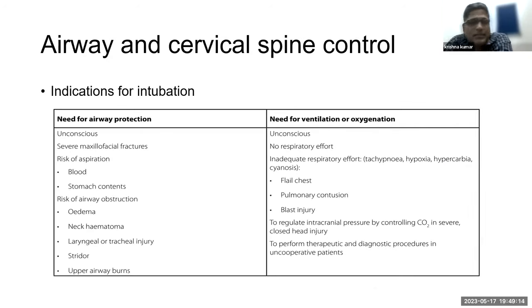Indications for intubation: the need for airway protection is there if the patient is unconscious, has severe maxillofacial injuries, or has a risk of aspiration of blood and stomach contents. There is also risk of airway obstruction because of airway edema, like in burns, neck hematomas, laryngeal or tracheal injuries, acute inspiratory stridor, and upper airway burns. All these need airway protection, so these patients, irrespective of whatever the saturation is, should be intubated to secure the airway. A need for ventilation and oxygen: the patient is unconscious, has no respiratory effort, or the respiratory rate is quite high, tachypneic. The patient is hypoxic and hypercarbic, with cyanosis, flail chest, pulmonary contusion, blast injury, blast lung, and to control the intracranial pressure by controlling the carbon dioxide in a severe closed head injury.